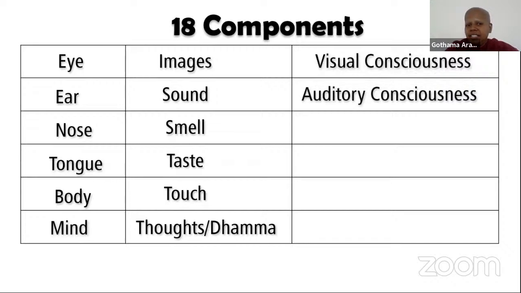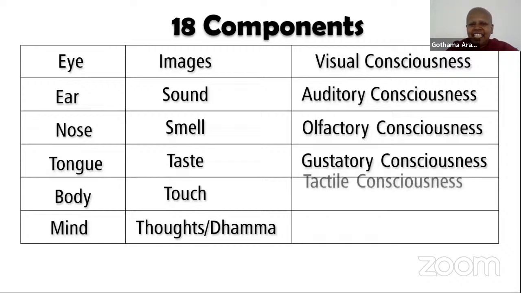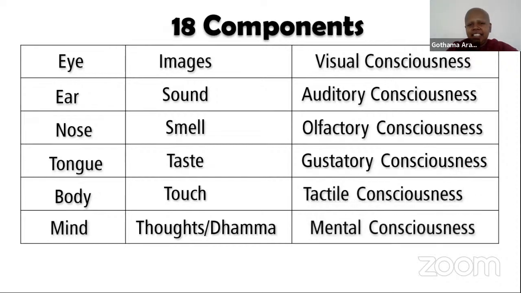And what are these? Visual consciousness, auditory consciousness. You have to be conscious to know about consciousness. What are these things? What do you mean by a visual consciousness? What do you mean by consciousness? Being awake, aware.